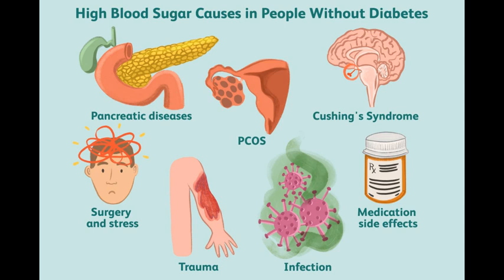According to the American Diabetes Association, the target blood glucose range for diabetics should be 70-130 mg/dL before meals and less than 180 mg/dL after meals.